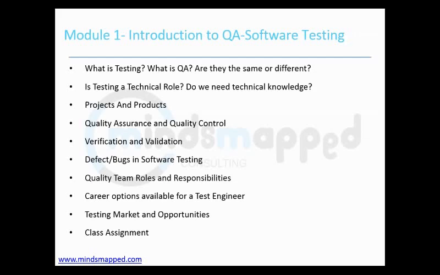Yes, exactly. And verification and validation. In QA we hear about verifying this or validating this. What is the difference between verification and validation? Then the next one is a defect or a bug. What do you mean by defects or bugs in software testing?